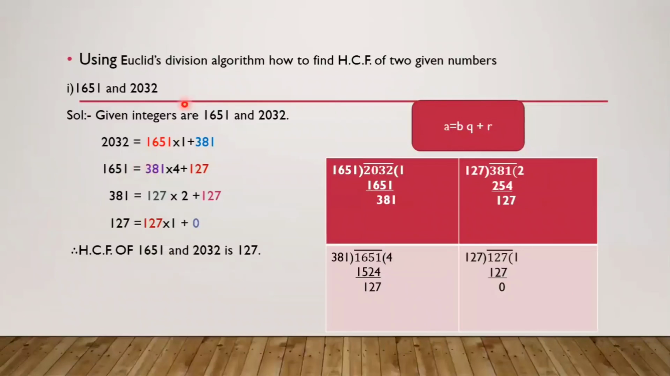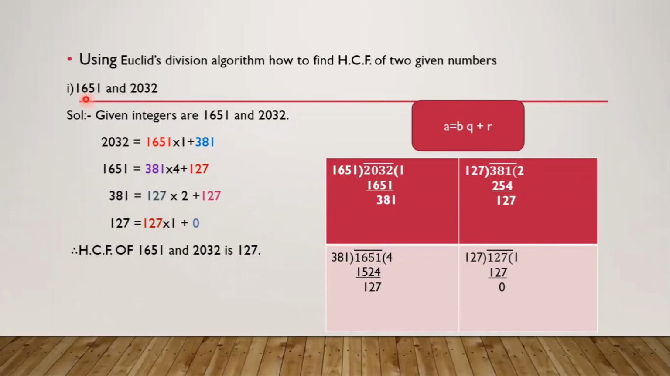Next example is about using Euclid's division algorithm to find the HCF of two given numbers. What is Euclid's division algorithm? Algorithm means a series of well-defined steps which provide a procedure of calculation, repeated successively on the results of the earlier steps till the desired result is obtained. So that is the algorithm. So using the algorithm, how to compute the HCF of two positive integers.